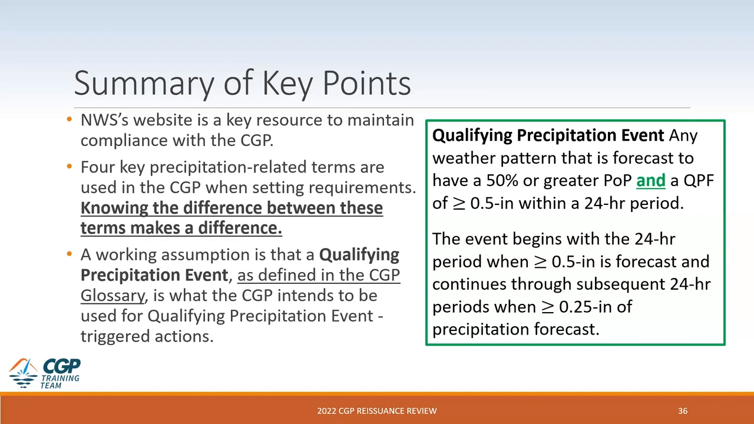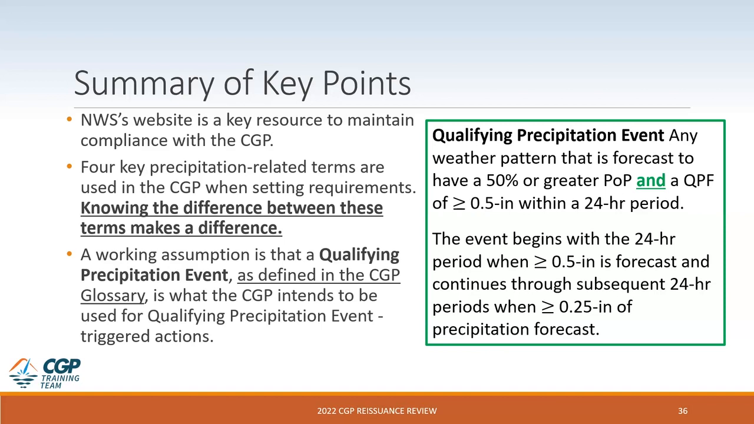A working assumption is that a qualifying precipitation event, as defined in the CGP glossary, is what the CGP intends to be used for qualifying precipitation event triggered actions. And that is, again, as a reminder, a qualifying precipitation event is any weather pattern that is forecast to have a 50% or greater probability of precipitation and a quantified precipitation forecast that is greater than or equal to a 1/2 inch of rain within a 24-hour period.